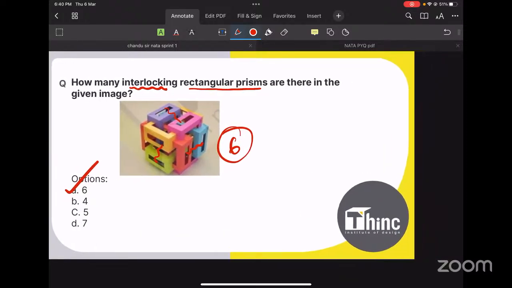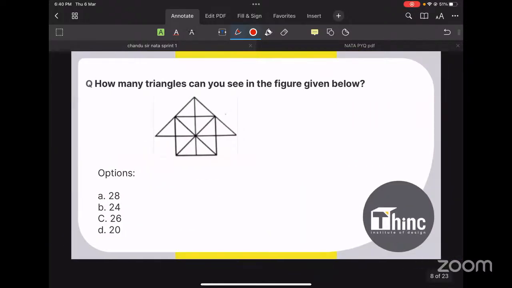Now we can move on to the next figure. How many triangles can you see in the figure given below? I will take you to the common error which I usually find students making. We will discuss that common error also. See, these kinds of sessions are to give an idea about the common errors, tips, tricks, and all those things. Okay.